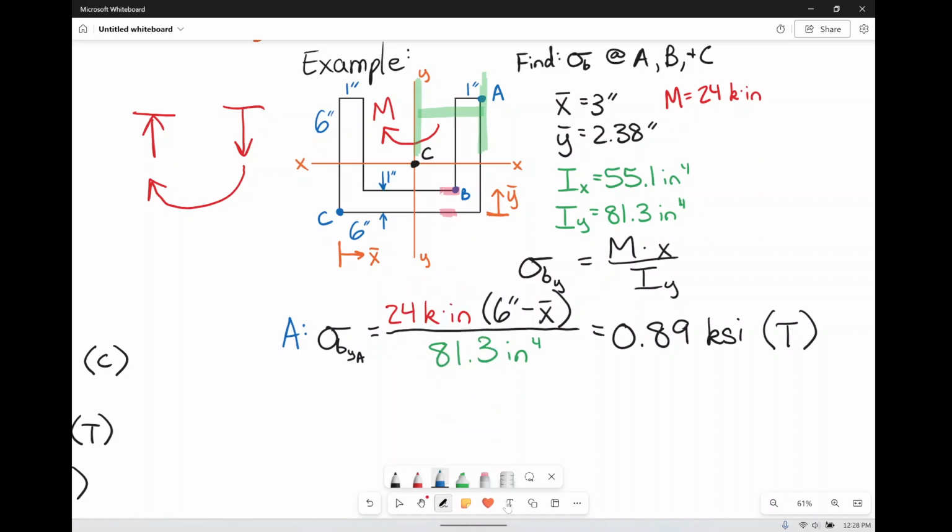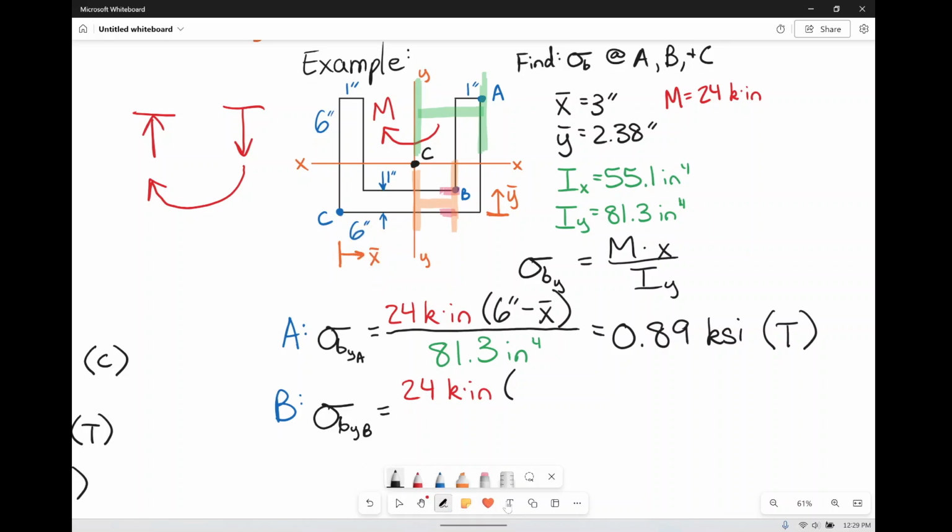Now we're going to go look at B. So at point B, the bending in the y direction this time about B is equal to M, same M, 24 kip inches, times x. We're looking from point B over to this y direction. So how about we take the whole distance to B and then subtract off x bar? That's probably a really good way of thinking about it.